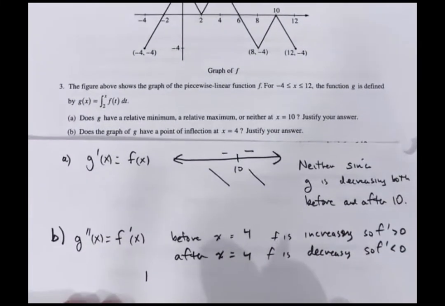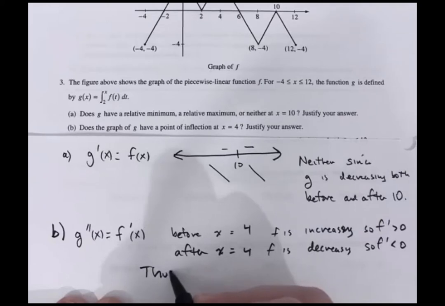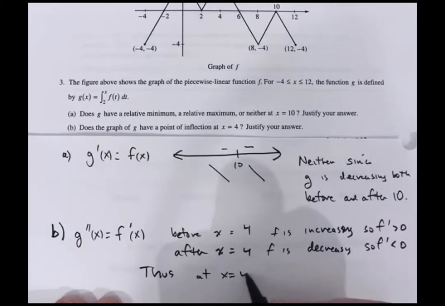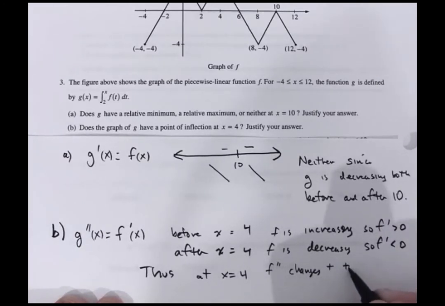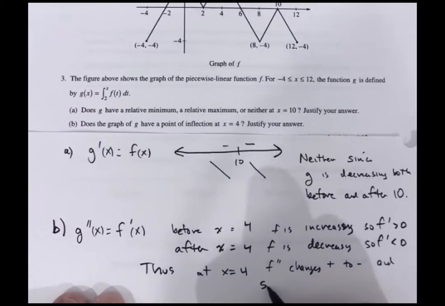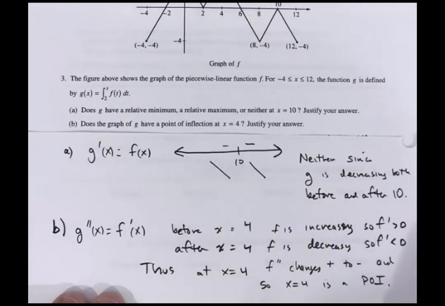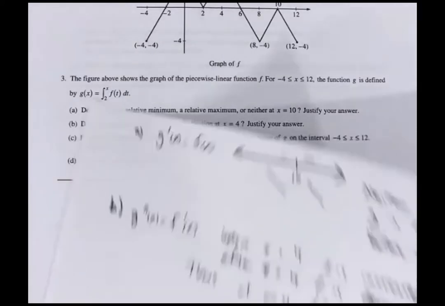Thus, at x equals 4, f double prime changes from positive to negative, and so x equals 4 is a point of inflection. So that's the conclusion to that part of the problem. Okay, moving on.